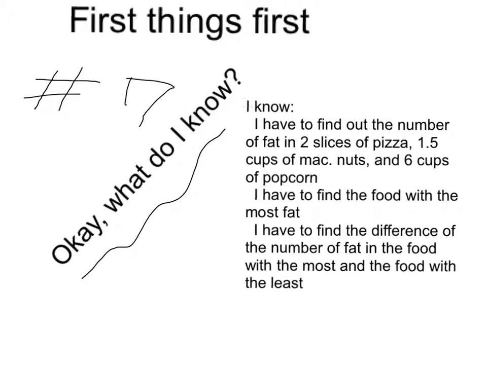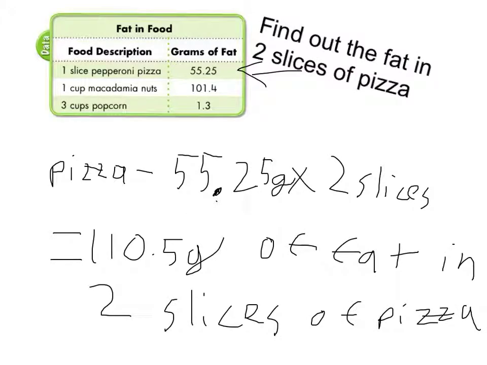What do I know? I know I have to find out the number of fat in 2 slices of pizza, 1.5 cups of macadamia nuts, and 6 cups of popcorn. I have to find the food with the most fat. I have to find the difference of the number of fat in the food with the most and the food with the least. First, let's find out the fat in 2 slices of pizza.